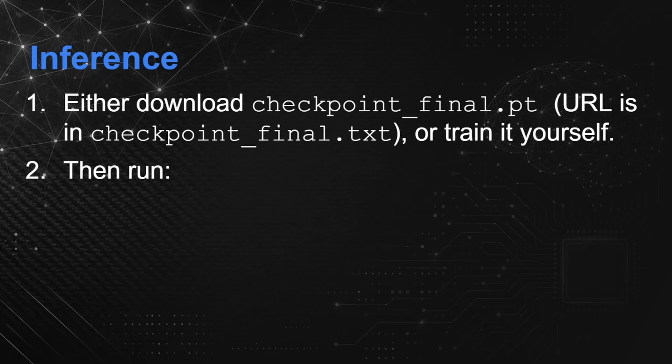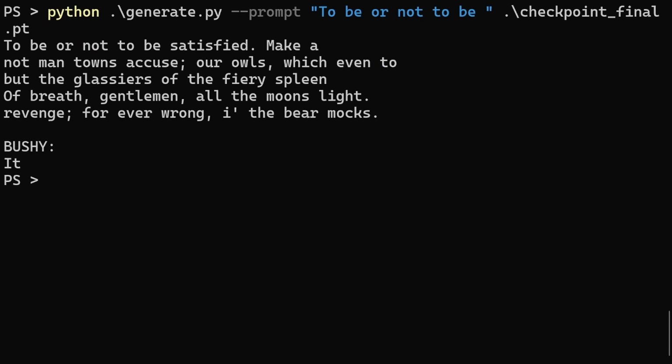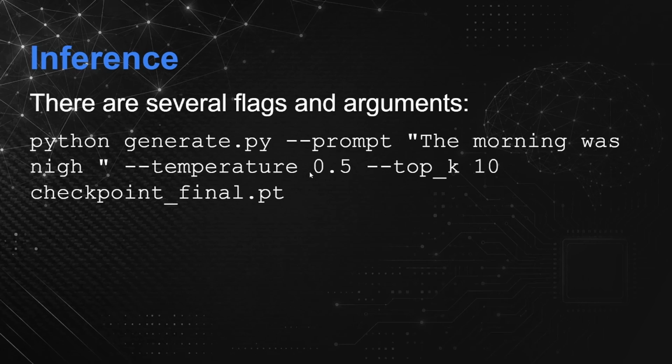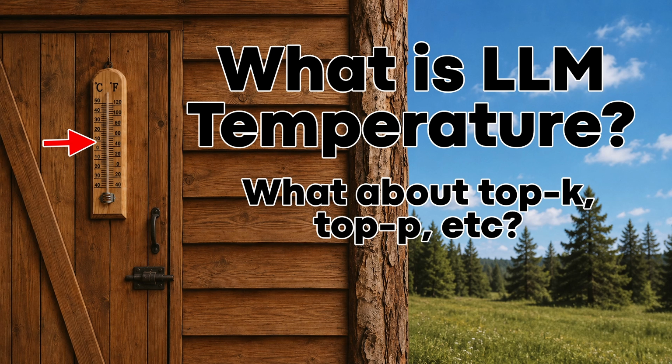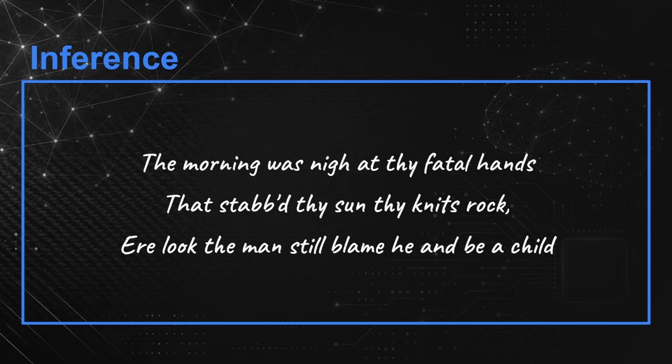You can then actually run a generate command, python generate, and then a prompt, "The morning was nigh", for example, on the checkpoint final.pt file that you've got, either by downloading it or by training it yourself. And there are several flags that you can also add onto that, for example, the temperature and the top K. Now, if you don't know what either of those means, I've got a whole video about temperature, top K, and all the other parameters like that, explaining how they influence the output of an LLM. Do check out that video. And in fact, you can even set the seed as well. So there are several flags that you can put on there. And if you run that, you'll get output like this.